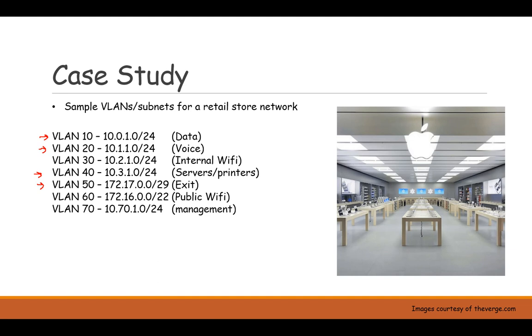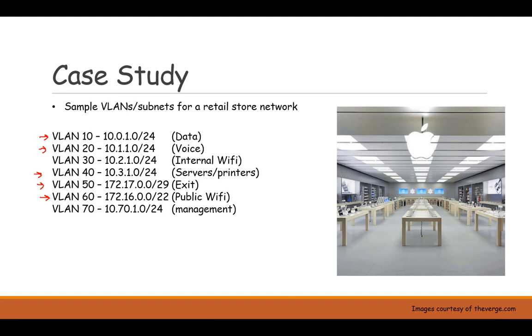Now, this subnet is so huge, a /22 here, because one, we can, and two, because Apple has these huge product launches, right? Where hundreds or thousands of people are waiting outside to get the new iPhone, and they all have their existing phones and want to connect to the Wi-Fi. Then, finally, of course, we have the management VLAN, just naturally.